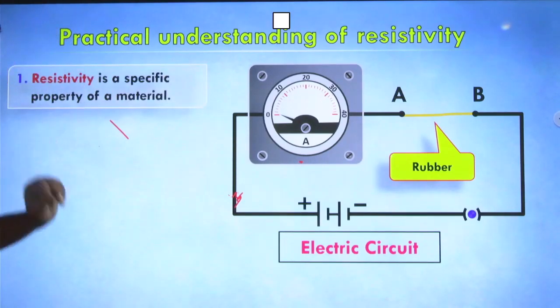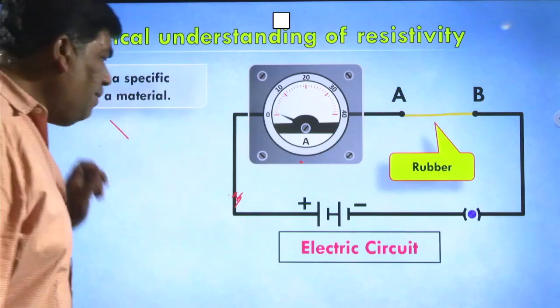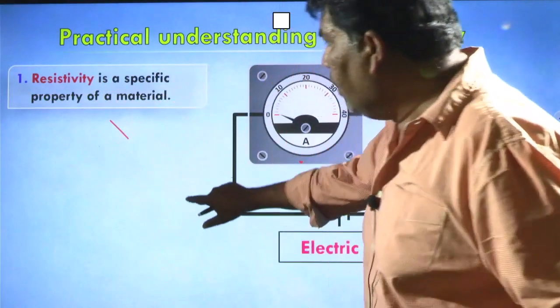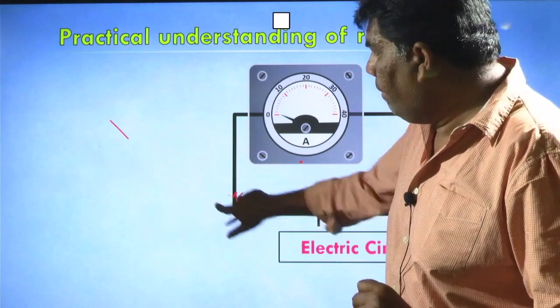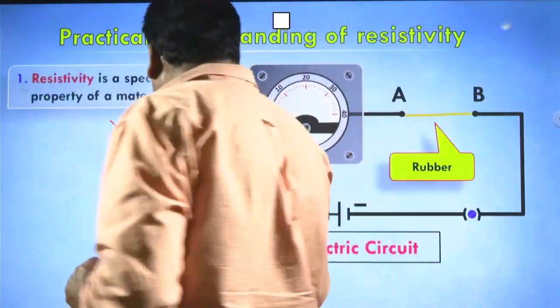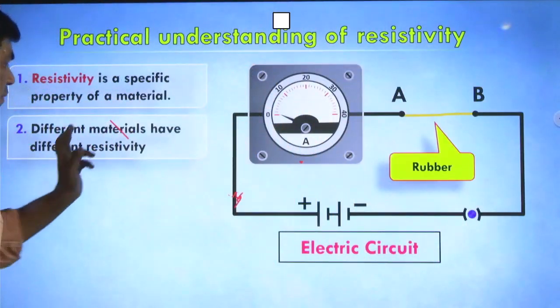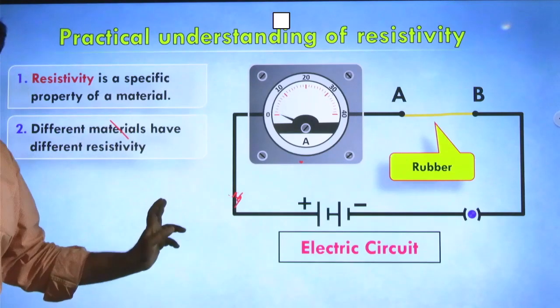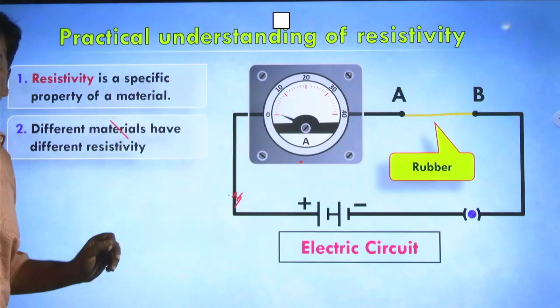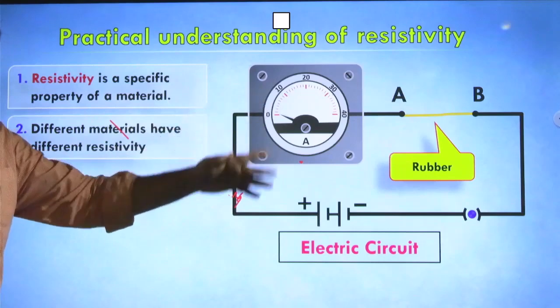So resistivity is a specific property of a material. So different materials have different resistivity. So that's why the amount of flow of current is changing in all cases.